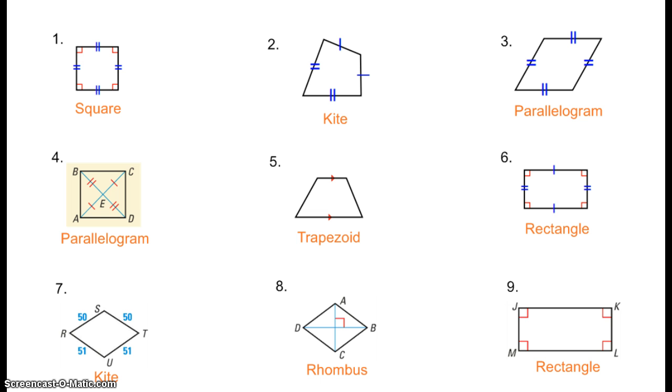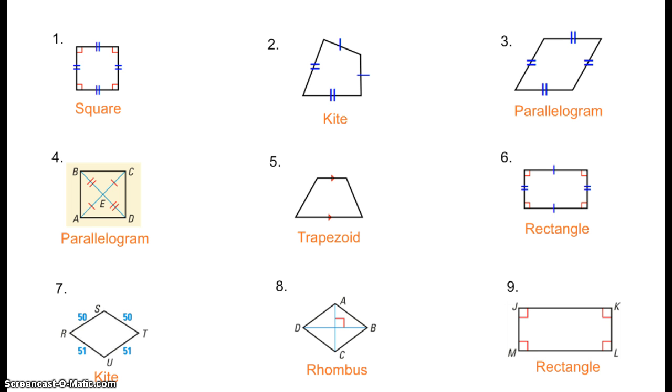Okay, number 5, we have one set of parallel sides. That's a trapezoid. If the legs were marked congruent, we could say that it's specifically an isosceles trapezoid, but that's not the case. Number 6, we have a rectangle. Opposite sides are congruent and all 4 angles are right. Number 7, consecutive sides are congruent, so we have a kite.